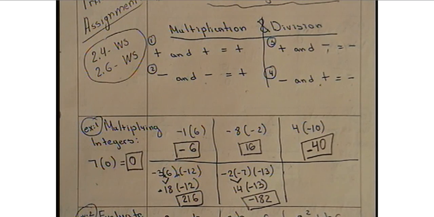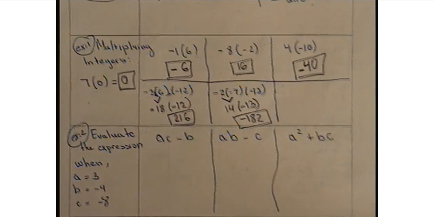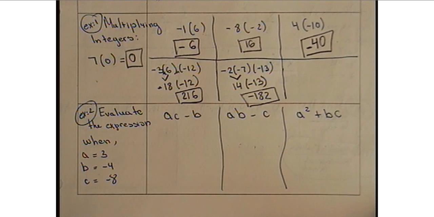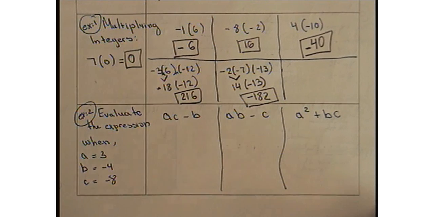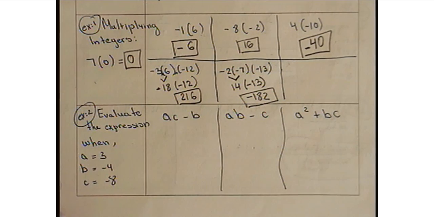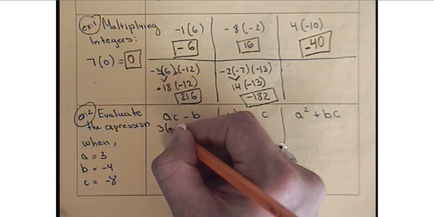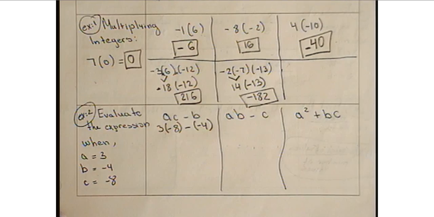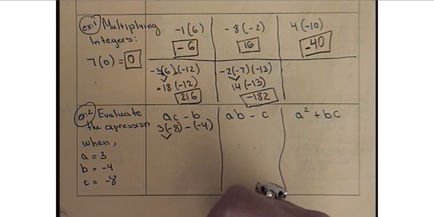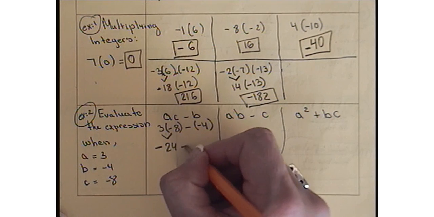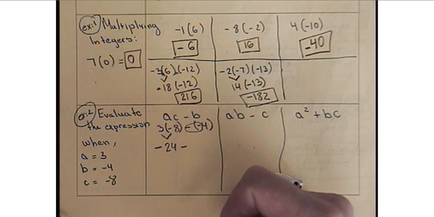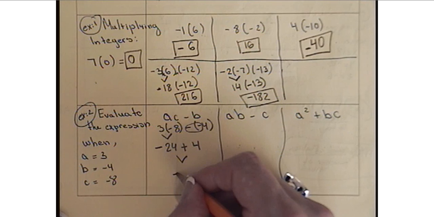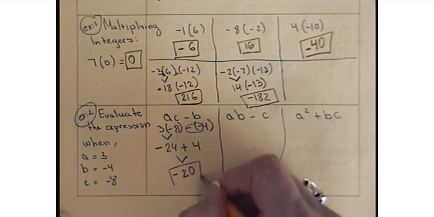This is when we have numbers. When we have variables, just like before, we have to substitute those variables with numbers and then do the calculations. So for the first one, a times c minus b. A is 3, c is negative 8, minus b is negative 4. So 3 times negative 8 will be negative 24, minus negative 4 will give us a plus sign here, 4. Negative 24 plus 4 will be negative 20, final answer.